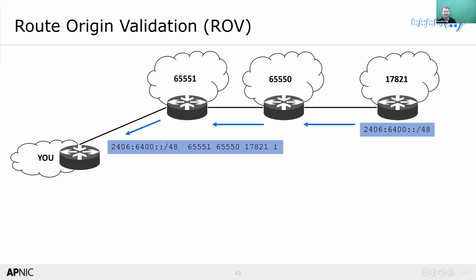So let's look at this. This is a v6 route. AS17821 is originating 2406:6400::/48. It's announcing to 65550. 65551 is connected to 65550. So I'm sitting over here and my AS path looks something like this. I'm getting to this via 65551, 65550 through to 17821. That's all great. How does BGP work?